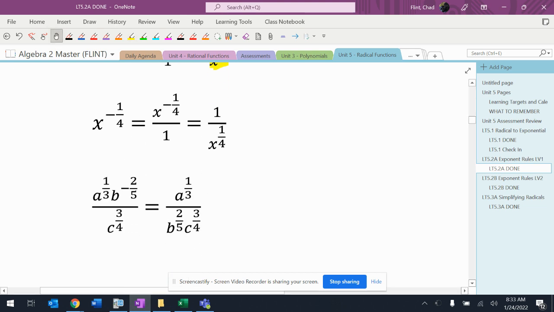All right, if we have a question like this last one here, you have to be very, very careful. The only part of this that has a negative is the b. The a is positive, the c is positive, so the b needs to move to the other part, which is what happened right here. It went to the bottom, and it was negative 2/5, and it became positive 2/5.